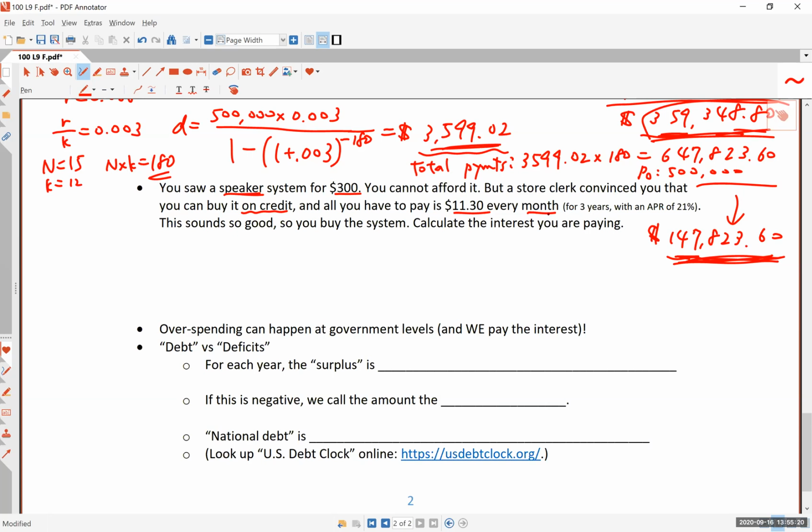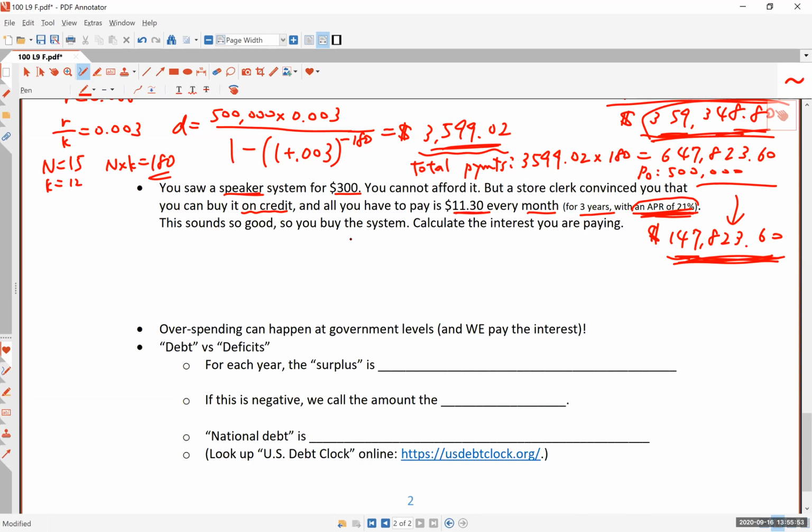And you say, well, that's not bad. Yeah, I can afford $11.30 every month. I mean, that's like 2 lattes, right? Okay, so then you do this for 3 years, and it's an APR of 21%. And by the way, the lender has to reveal this, okay? This is a federal law called the Truth in Lending Act. Usually it's written in very fine print, just like here, somewhere in the back of your agreement. This sounds good. So you decide to buy this, okay?